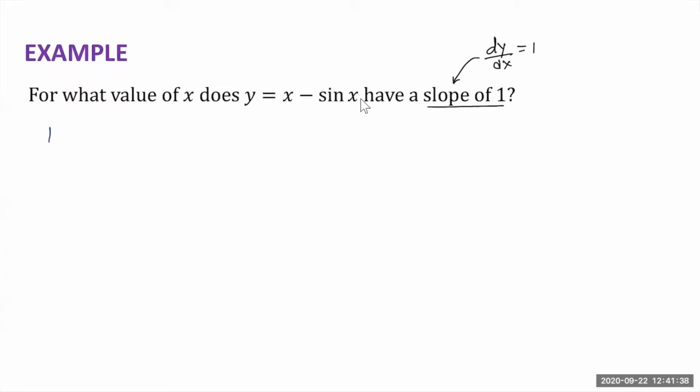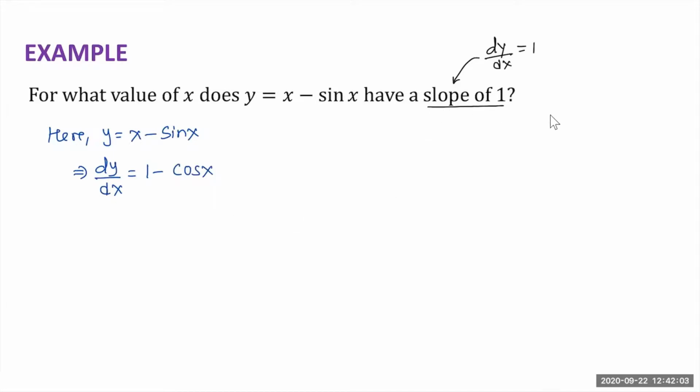So here we have the function y equal to x minus sine x. If you want to find the derivative, dy over dx is equal to, derivative of x with respect to x is 1. Derivative of sine x is cosine x. So the derivative is 1 minus cosine x.